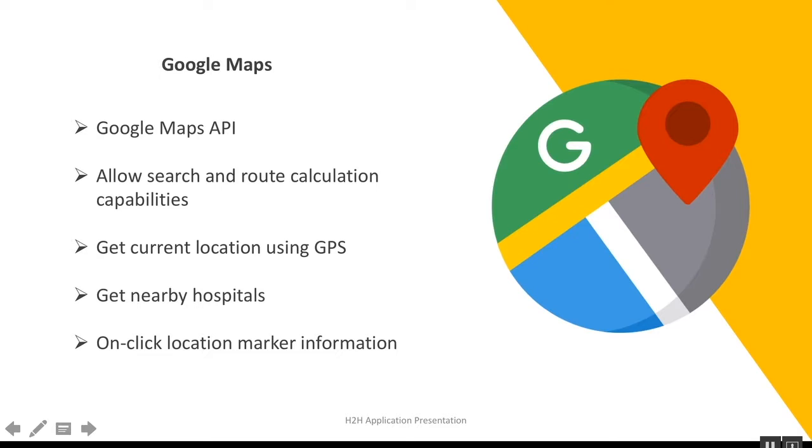We also implemented the Google Maps Directions API. Again, that gave us further functionality for the user. Using GPS technologies, we were able to get their current location, search nearby places, in particular hospitals, and we were also able to provide on-click location marker information.